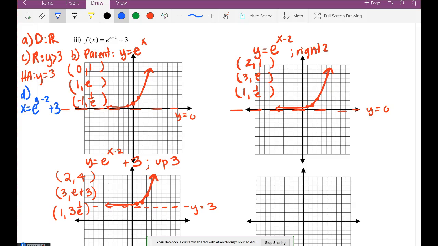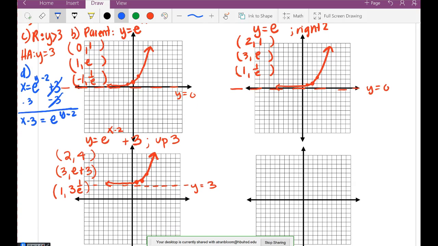What do you want to do? Subtract 3. You always have to isolate your base before you rearrange it or rewrite that in log. So now it's x minus 3 equals e to the power of y minus 2. What base is this? E. So you're going to use what? What's the inverse of base e? Natural log. So guess what we're going to do to both sides? Take the natural log, okay? And this is one way. It doesn't have to be this way.